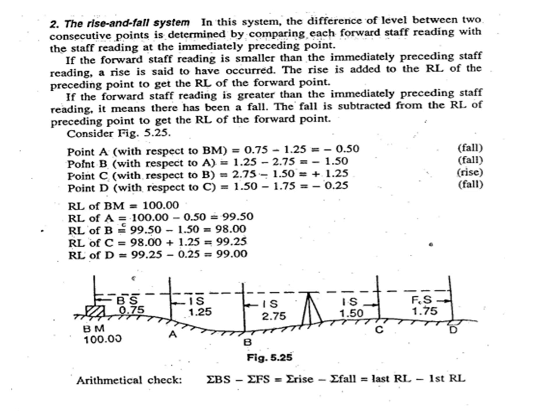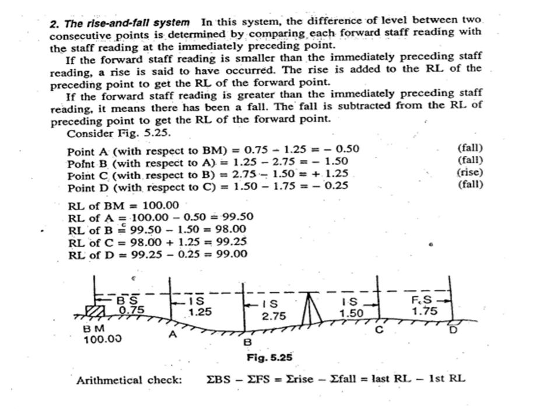Similarly, if the forward staff reading is greater than the immediately preceding staff reading, it means there has been a fall. The fall is subtracted from the RL of the preceding point to get the RL of the forward point. For that we are going to refer to figure 5.25. In figure 5.25 we observe that the instrument position is in between station B and C, and the staff was held at benchmark A, station B, station C and station D.